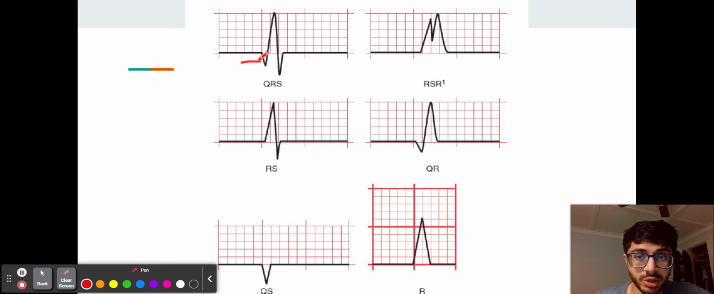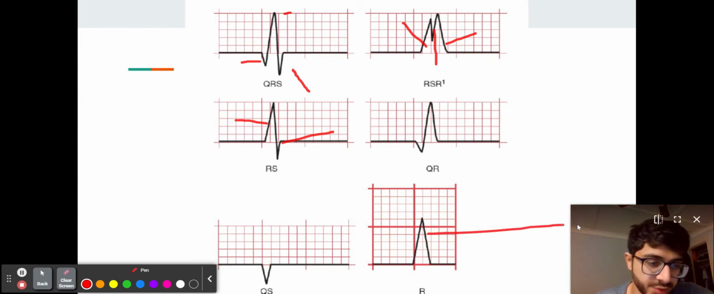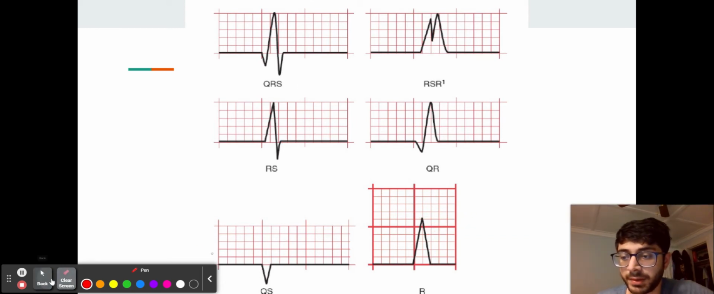First downward deflection Q, upward deflection R, next downward deflection S. This is R, S, R prime. This is R, S. Then this is QR. Then if there's only one downward deflection, that's QS, and that's just an R wave right there.